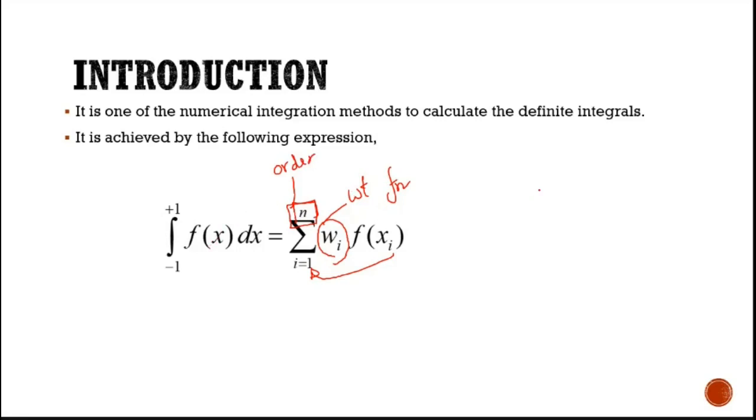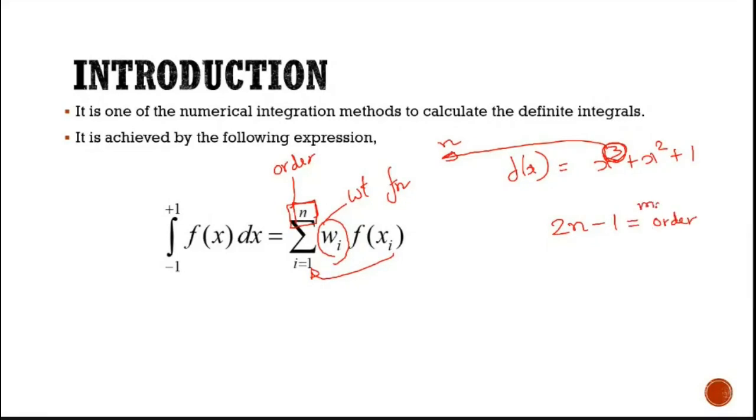What is the order of an integral? For example, if I have a function f of x equal to x cube plus x square plus 1, the maximum order of x is 3. This is order 2, the maximum order is 3. Based on this only you will get this n. We have to use this formula: 2n minus 1 is equal to the maximum order.